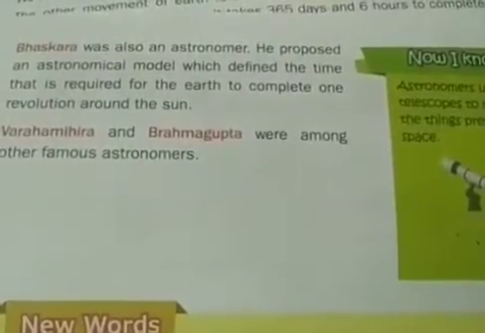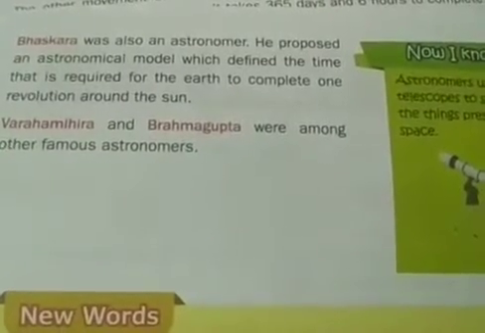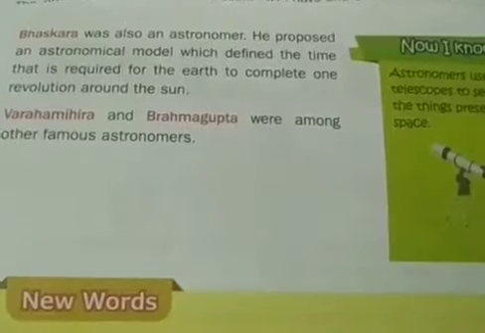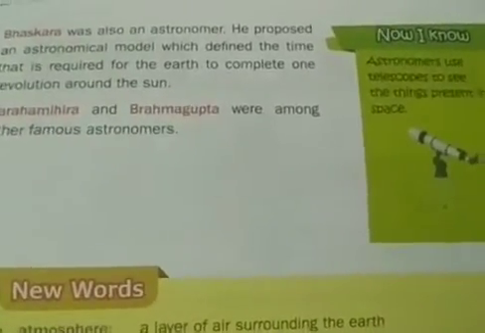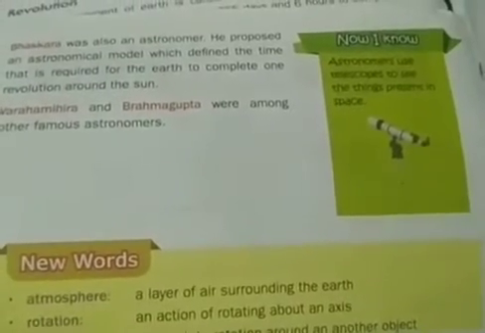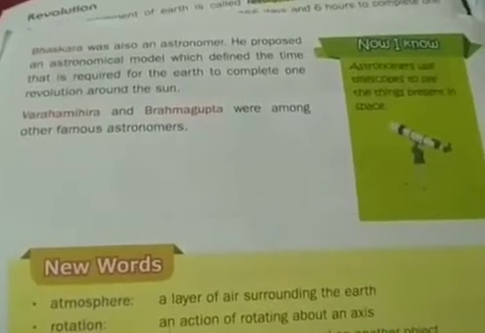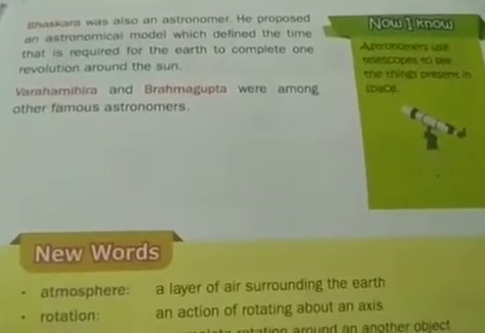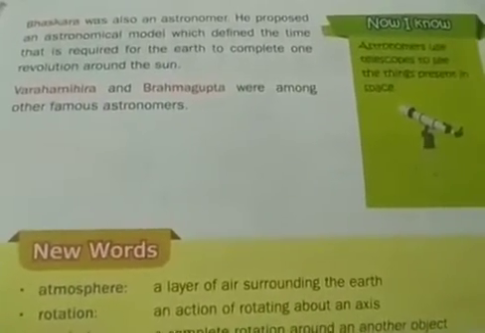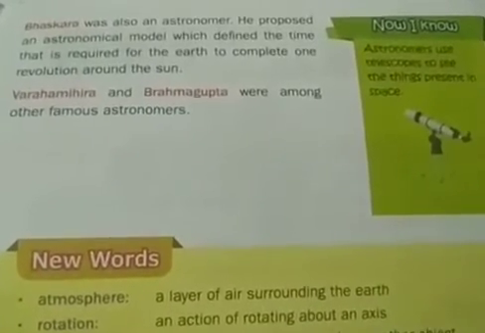Bhaskara was also an astronomer. He proposed an astronomical model which defined the time that is required for the earth to complete one revolution around the sun. So Bhaskara was also an astronomer, and he invented one astronomical model which defines the time that is required for the earth to complete one revolution. And Varahamihira and Brahmagupta were among other famous astronomers.